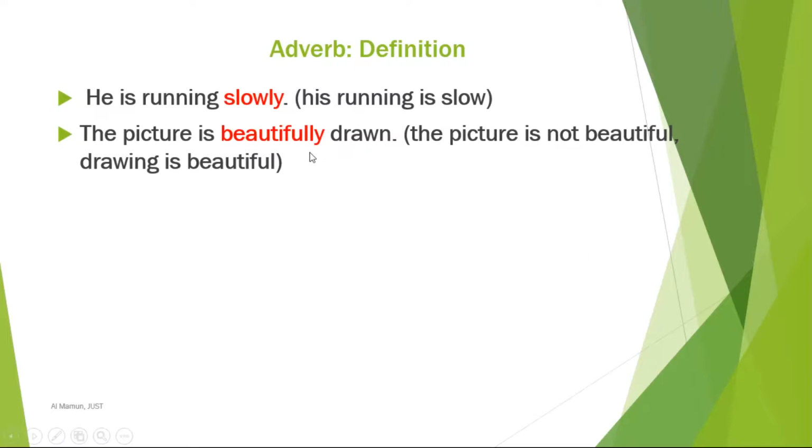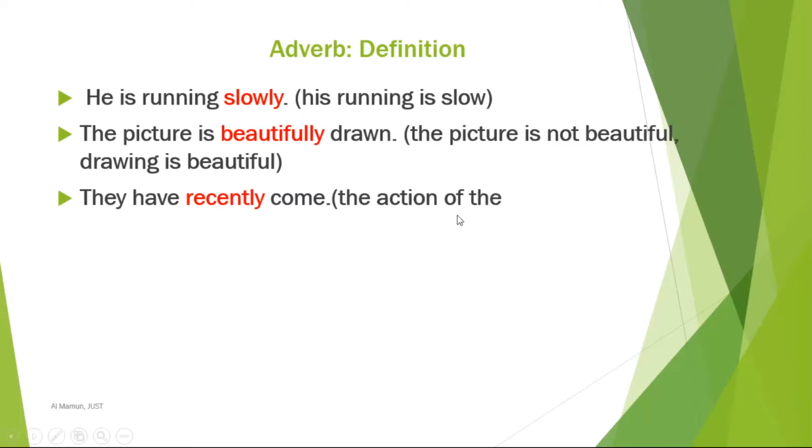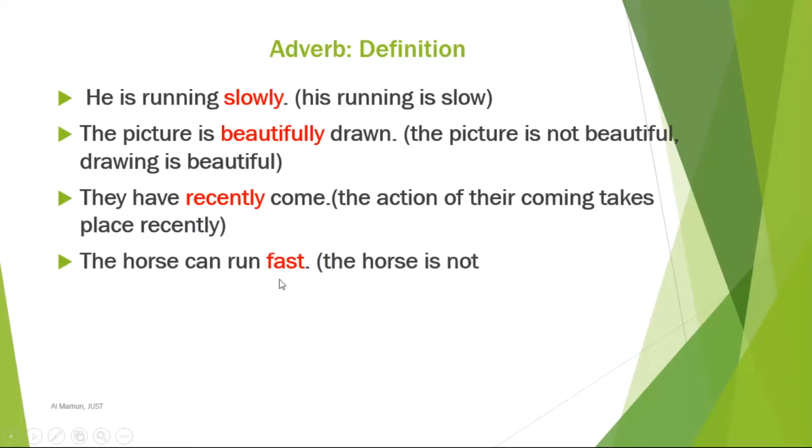So here beautifully refers to the verb draw or drawing, and in this sentence slowly refers to the verb running or quality of running or speed of running, etc. They have recently come. So here they are not recent, but their action of coming is recent. The action of their coming takes place recently. The horse can run fast. The horse is not fast, but its running speed is fast.